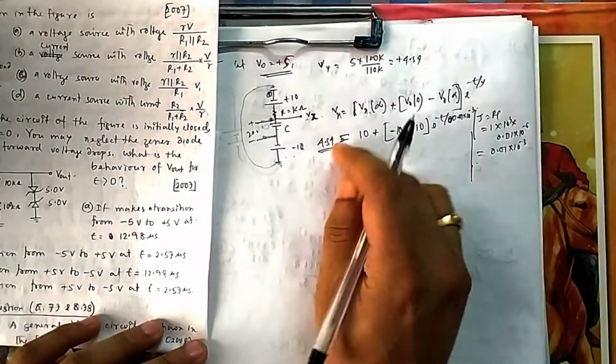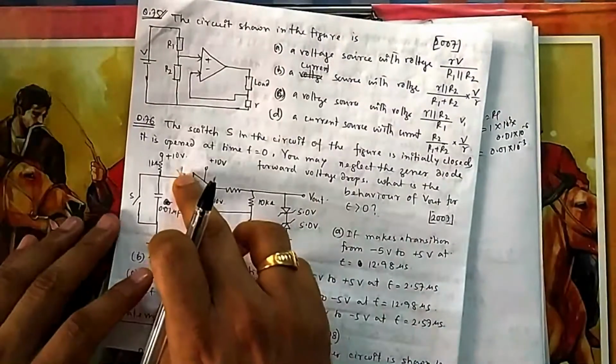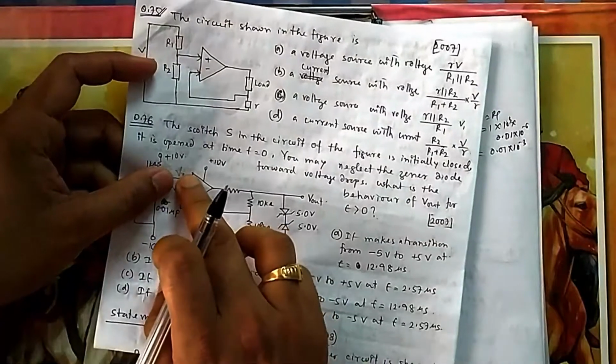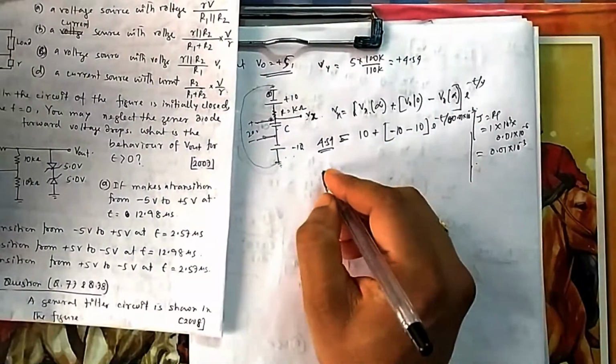We are finding when it will become 4.54. That is the time the transition will occur. When this voltage increases, Vx will be greater than 4.54, and only then will it go to negative saturation, minus 5. So if you solve it, I think you can solve it.